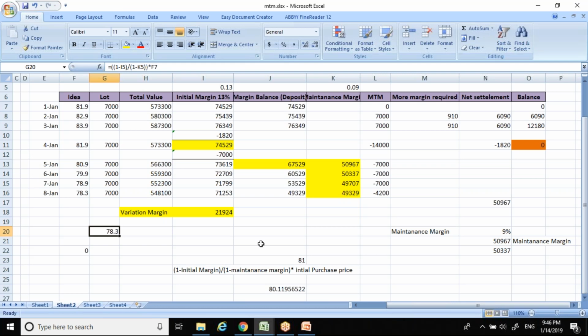So you must remember this formula, you have to note it down. We may have questions on this.